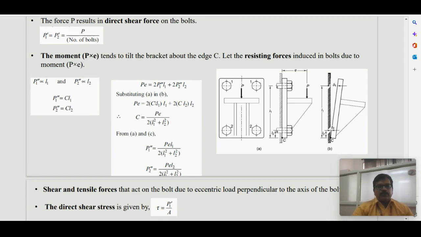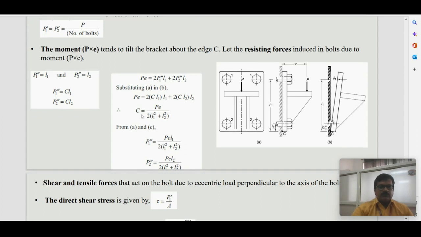The total eccentric moment is P into E, which is equal to, with 2 rivets in the first row and 2 rivets in the second, 2 into P1 into L1 plus 2 into P2 into L2. So we substitute instead of P1 and P2, C L1 and C L2. So C is taken out and that is equal to PE by 2L1 square plus 2L2 square. 2 is taken out and that is PE by 2 into L1 square plus L2 square.